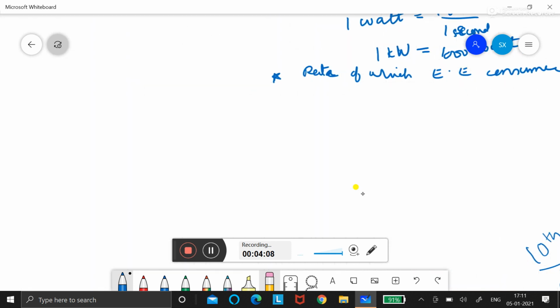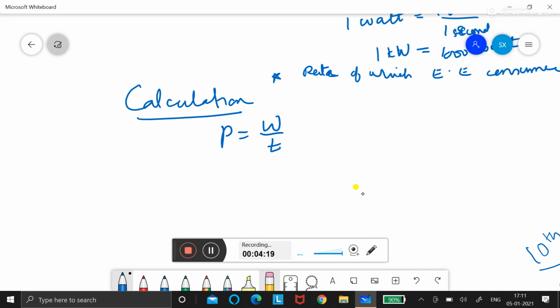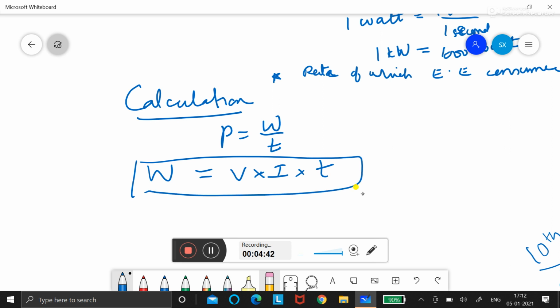Now, how to calculate: deriving the formula. P is equal to W by T, as I just told you. Now, we have already studied the work done by the current, when it flows for T seconds under a potential difference V. W will be equal to V into I into T. The work done by current depends upon the voltage, the current and the time. So W is equal to V into I into T.